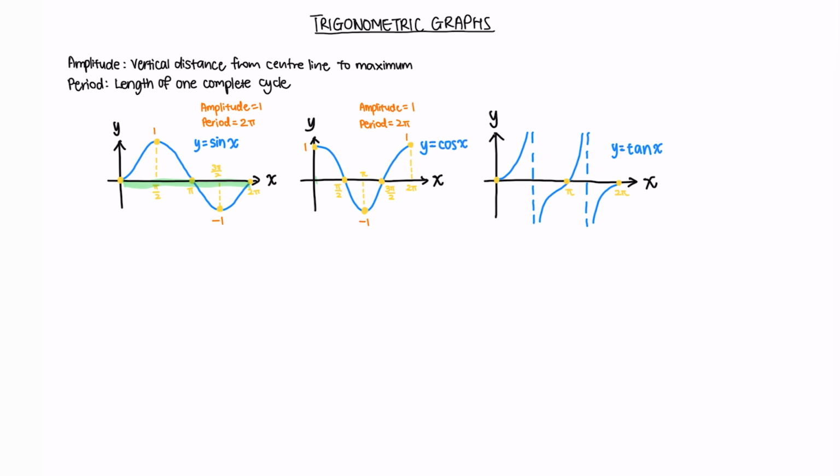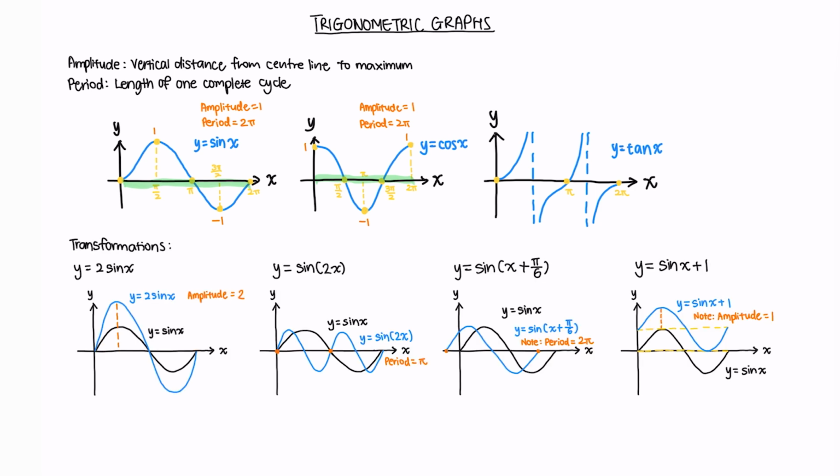Similarly, for the graph of cosine x, the length of one complete cycle is also 2 pi, because after this, the graph will repeat another cycle, and another cycle, and another cycle, and also for the negative side. So we just say that the period of these two graphs is 2 pi.